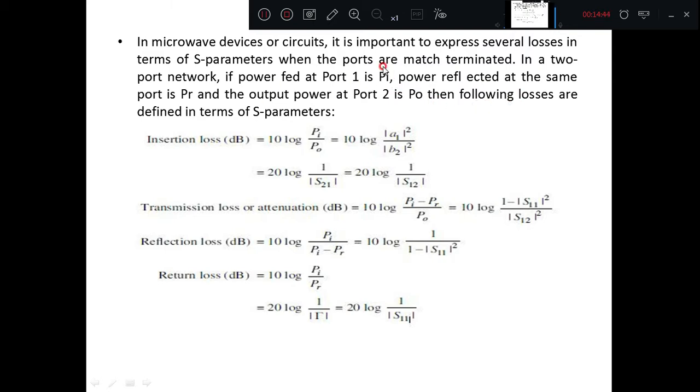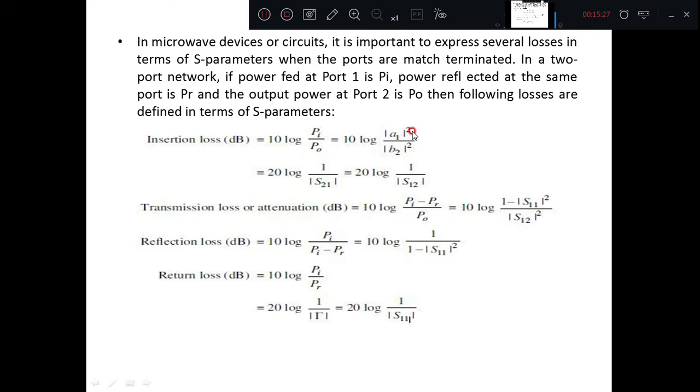With respect to these different powers, Pi, Pr and P0, the different losses can be identified. The first is insertion loss. All these losses are always measured in decibels, which means you take 10 log. Insertion loss is 10 log Pi divided by P naught, input power to output power. Pi is the squared peak amplitude of A1, and P naught is the squared normalized peak amplitude of the output wave B2.